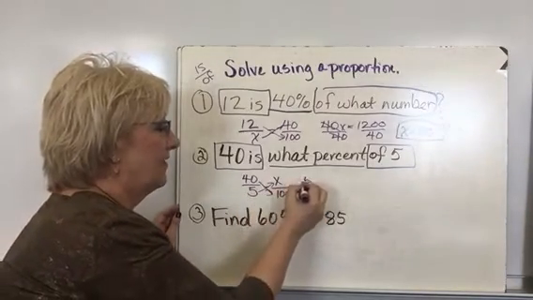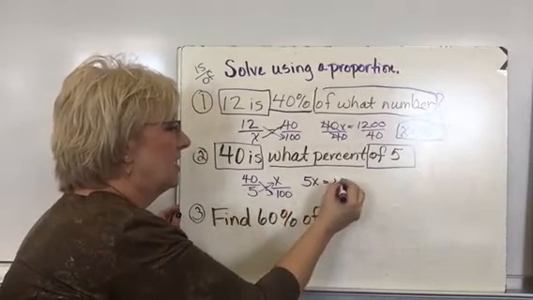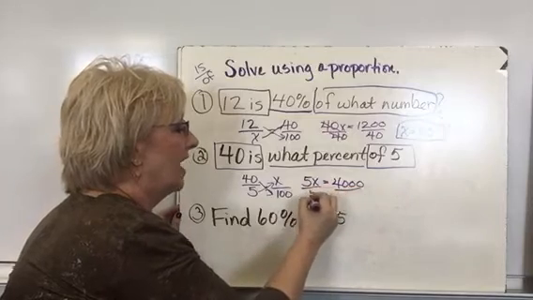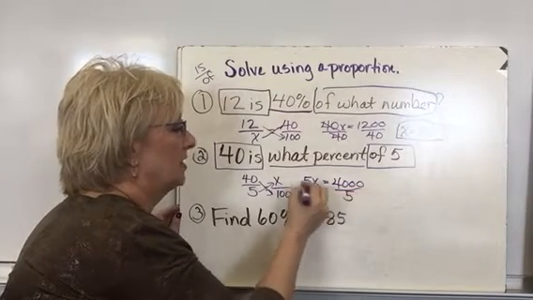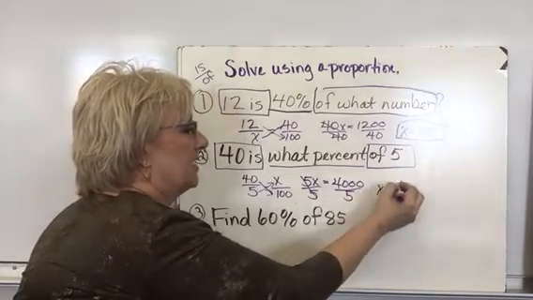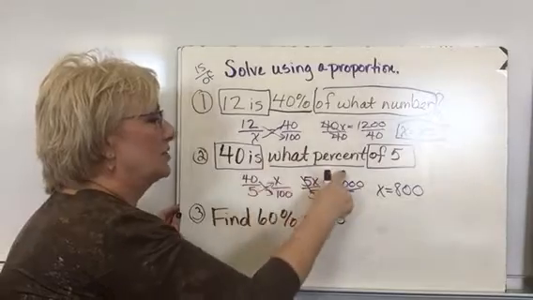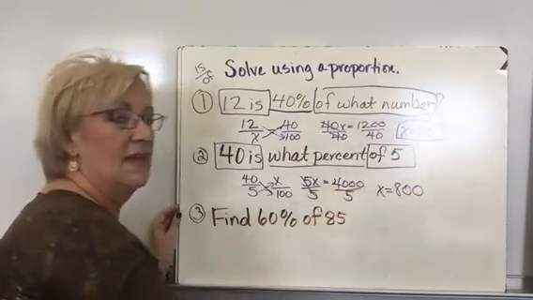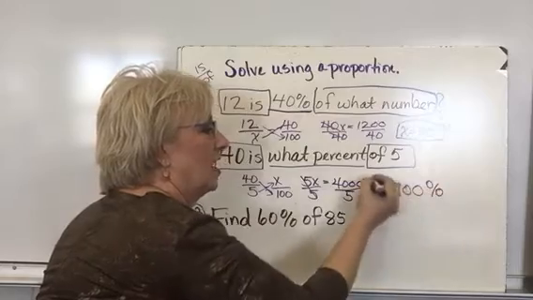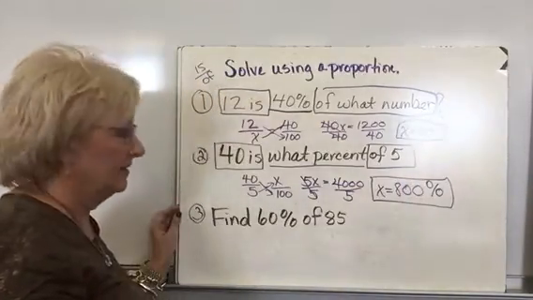5 times x is 5x equals, and I know 40 times 100 is 4,000. When I divide each side by 5, doing the inverse operation, I'm going to say x is equal to, and I know that is going to equal 800. But notice it says 40 is what percent of 5? We're looking for the percent, so it is 800. 40 is 800% of 5, and that makes sense.